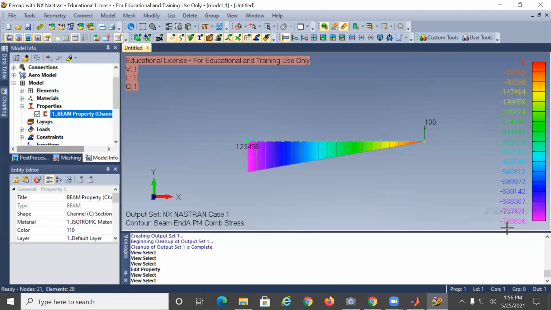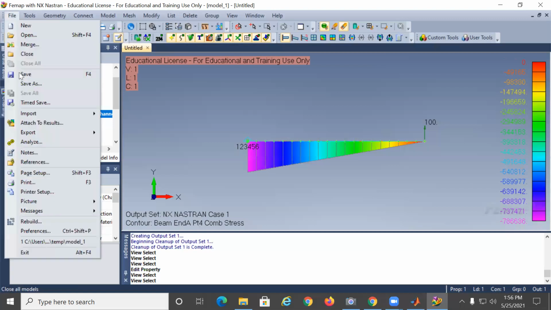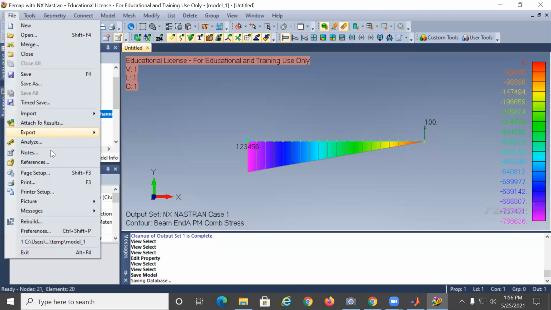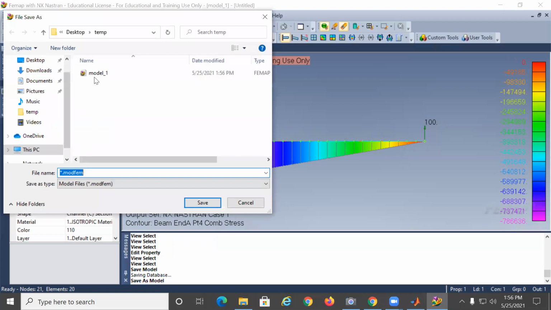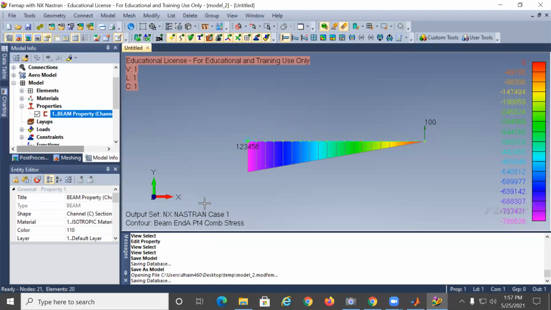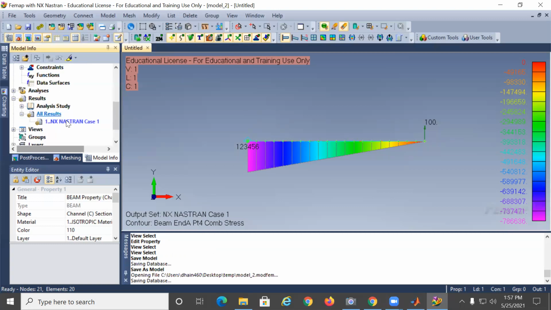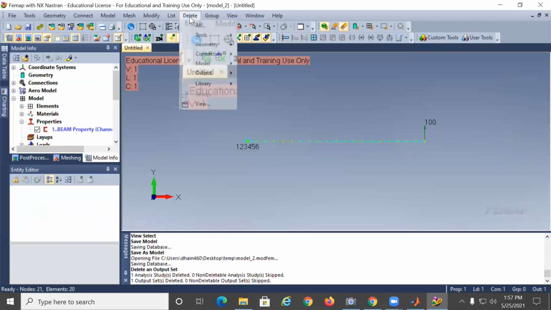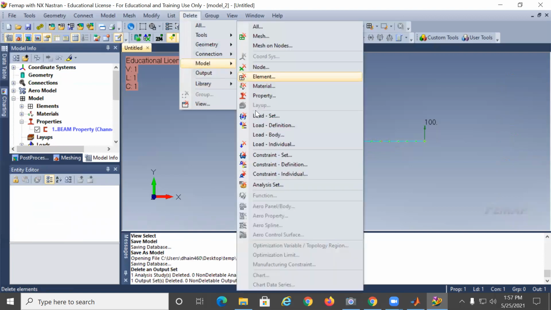Okay, so we check the hand calculations with our problem. So let's save this one. Now let me do file, save as, model 2. Save, and what I'm going to do is delete the results. I could do everything on the same figure, but if it gets more complicated, you're going to get lost. So I do this, delete, model, load.